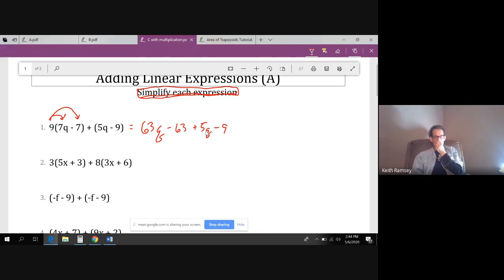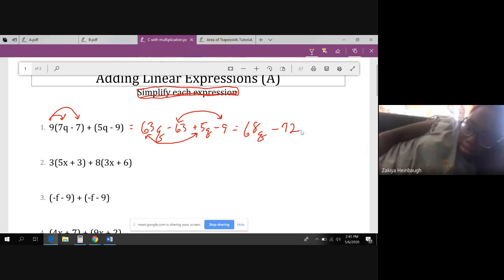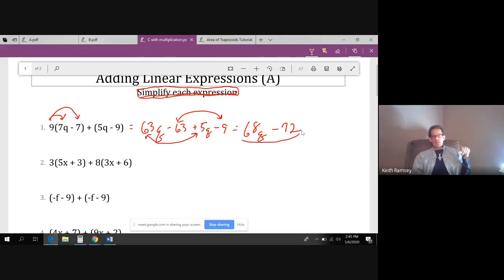Then I look for like terms. This has a q, and this 5 has a q, so I'm going to combine 63 and 5 to make 68q. This -63 doesn't have a variable, neither does this -9. They're both negative, so your answer has to be -72. And that's your simplified equation for 1.